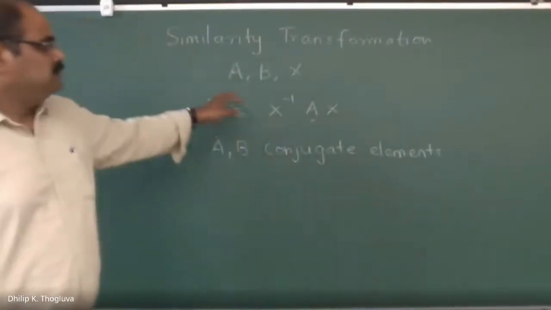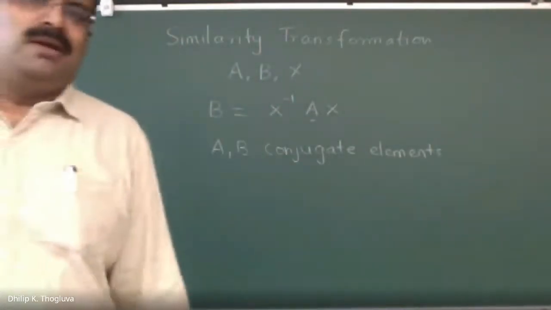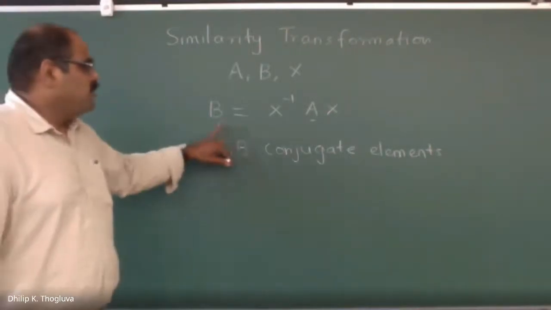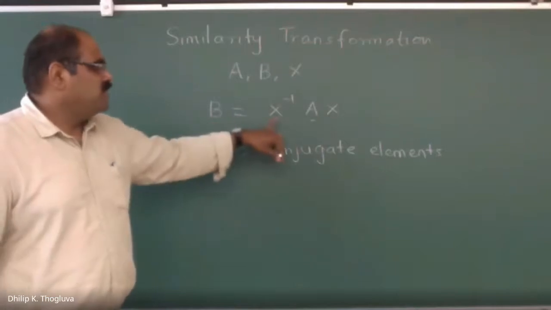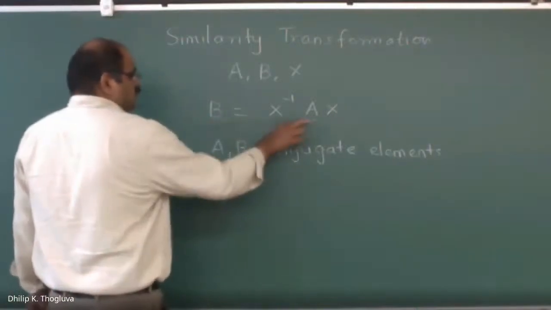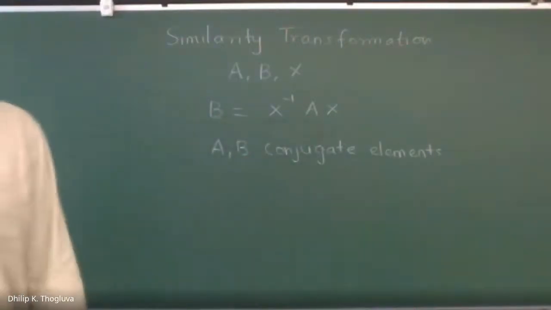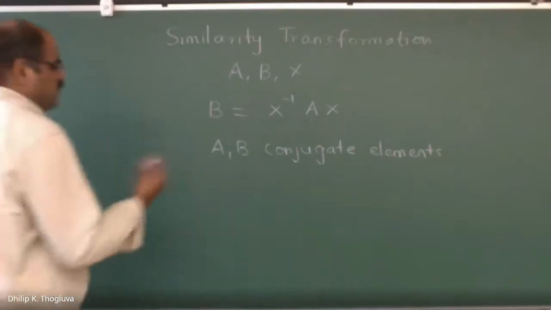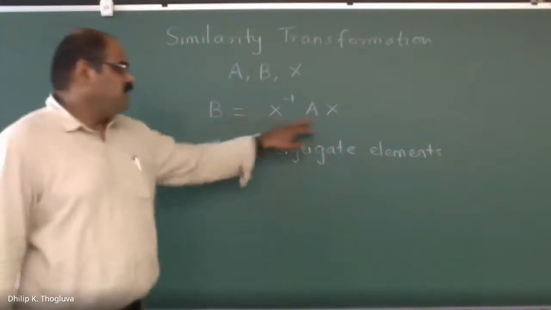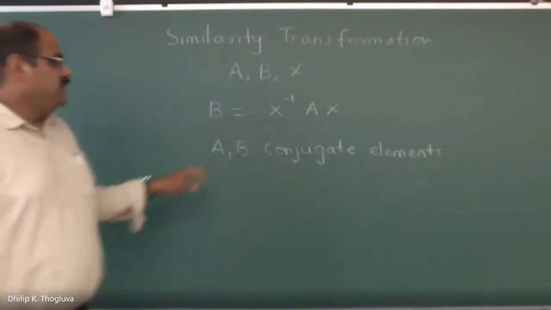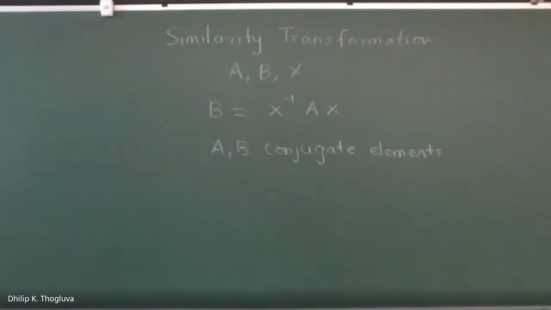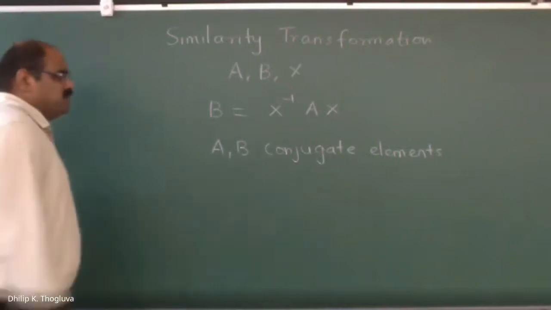So I'll repeat again. A, B, and X are the elements in a group, and then you can write X inverse A X results in B. So what we say is B is a similarity transformation of A with respect to X. And if that is the case, A and B are called conjugate elements. So this is the definition of similarity transformation.